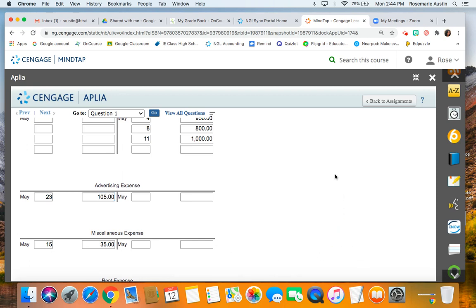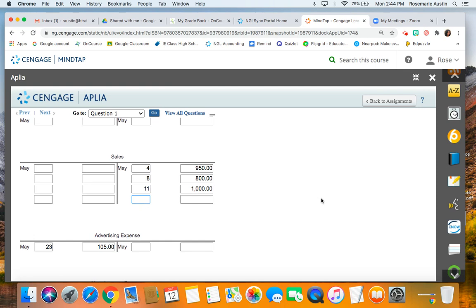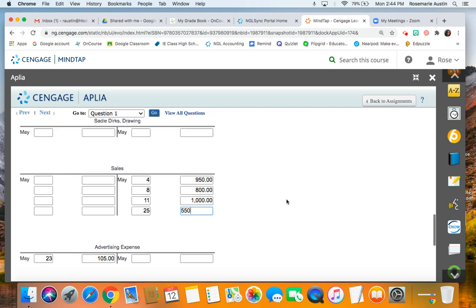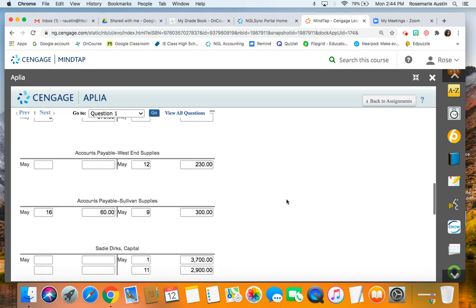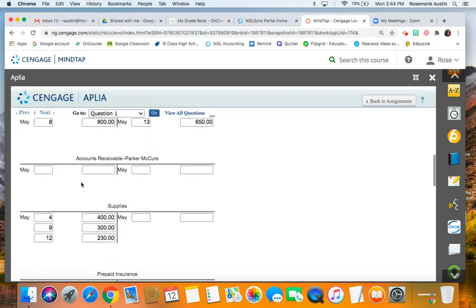And the next one is the 25th. Sold services on account to Parker McCure, $550. All right, so you made a sale. So we're not too far from the sales here, so let's do that while we're here. We made a sale on account. We didn't get money, but Parker McCure will be set up as an account receivable now. And this was May 25th. We're still going to report the sale, even though we didn't get the money yet. So it's a $550 credit here. And we're going to debit the account receivable for Parker McCure. Where is it? Here we go. We're going to debit this for $550, and the date was May 25th. Okay, and that's all there is to that one.